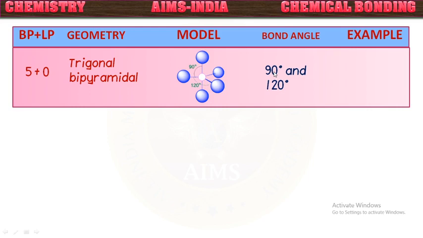So two bond angles are existing in this kind of molecules. An example for this kind of molecules is PCl5.